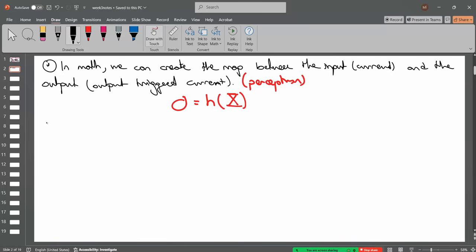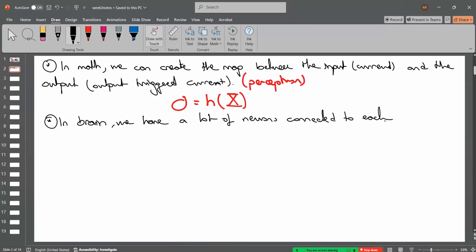What about the brain? In the brain, we have 1 trillion neurons, right? Or we have a lot of neurons connected to each other, like this one. For example, if we have the nucleus or the activation function in here, which we call the neuron, we can assign to the X1 or we can assign to the X2.